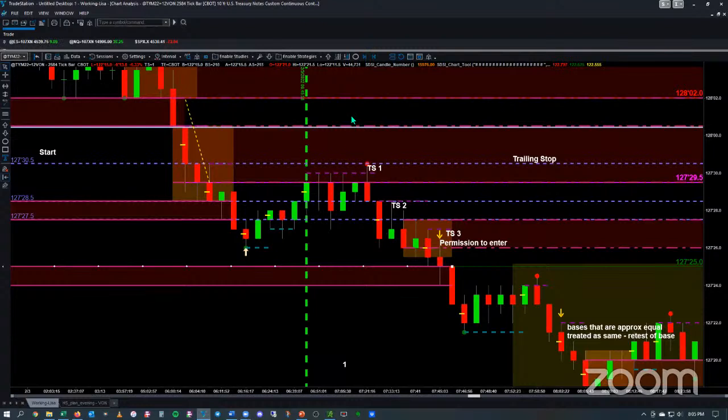And so where my stop was originally up here at the 128.02, I would move my trail stop the first time, and that would be at 127.30.5. So that's the purple line here, the trailing stop. I realize there's a lot of lines on the chart, but in order to give you some visuals, I tried to add some lines and some text to help you understand exactly what we're trying to do here.